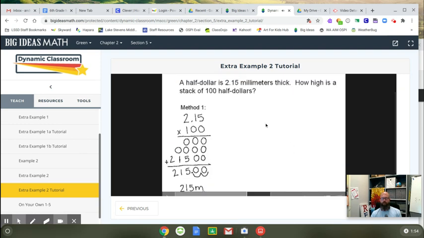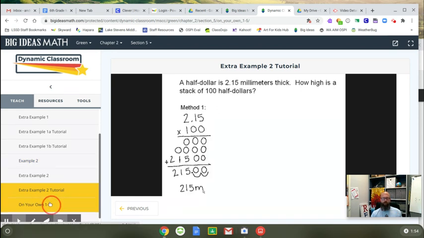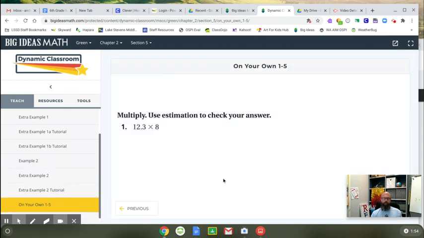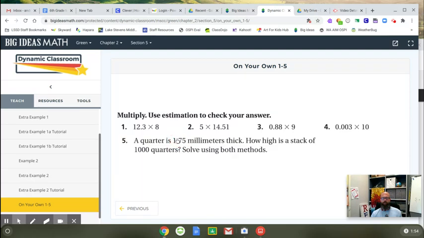Okay, and method 2 again was multiplying by 100. You just go 1, 2, and you end up with 215. So let's try these, 1 through 5. Multiply, you can use estimation to check your answer. But remember, you just write 12.3 times 8. The 8 goes right underneath. So write these out and see how you do. So go ahead and pause your video.